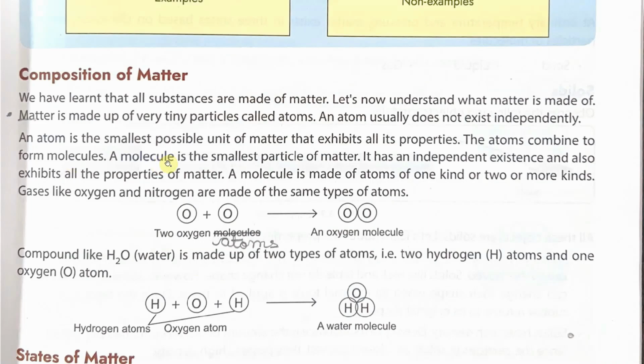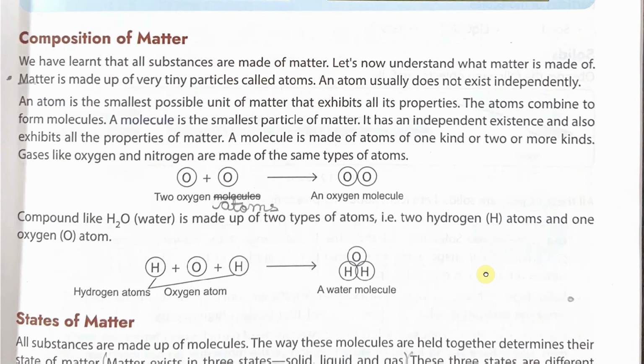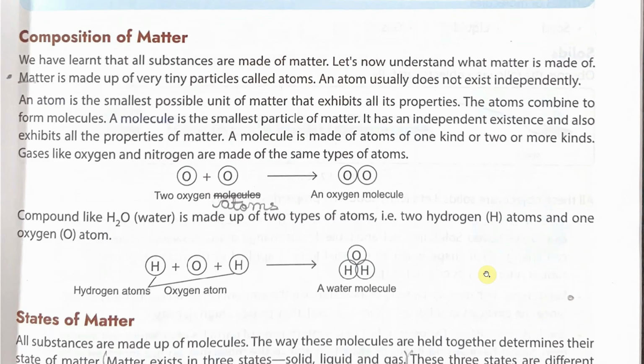Now let's talk about the composition of matter. We have learned that all substances are made of matter. Let's now understand what matter is made of. Matter is made of very tiny particles called atoms. An atom usually does not exist independently. An atom is the smallest possible unit of matter that exhibits all its properties.